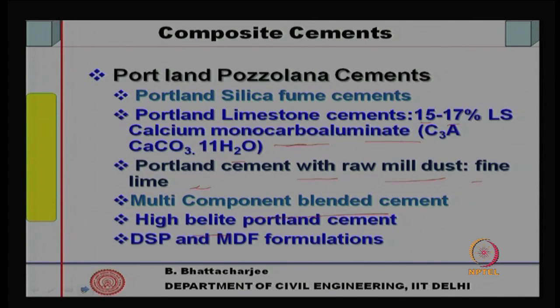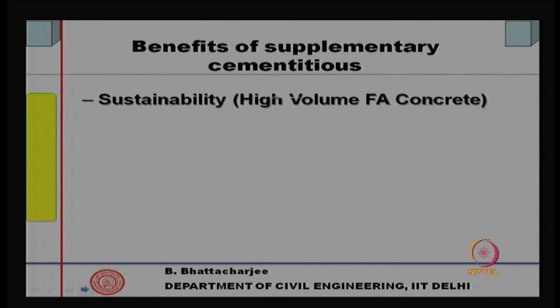Strength development will be slower. And very high strength systems like densified with small particles and macro defect free formulations we will discuss in the context of high strength material. They both use silica fume, and some use polyvinyl alcohol. We will also discuss high alumina cement combinations when we talk of high strength material.